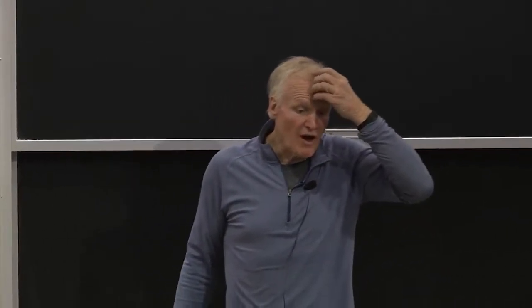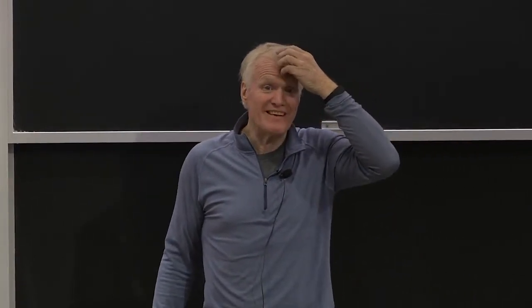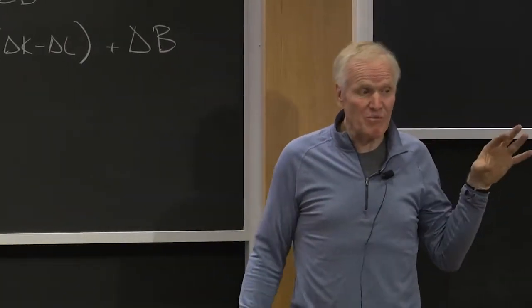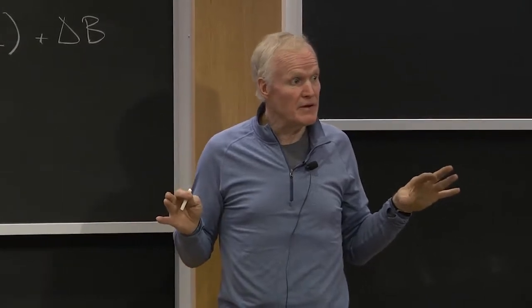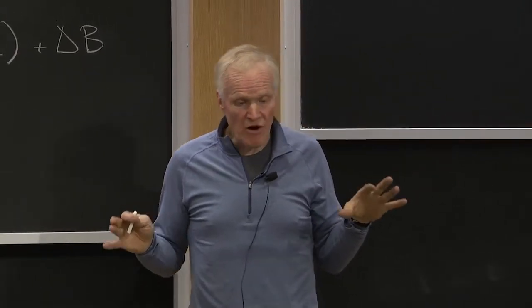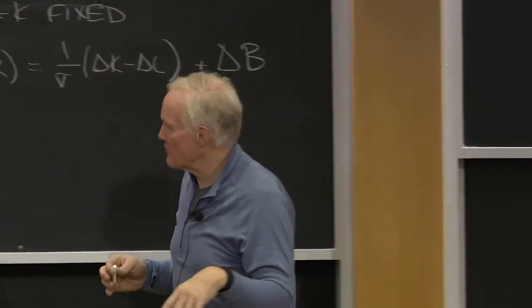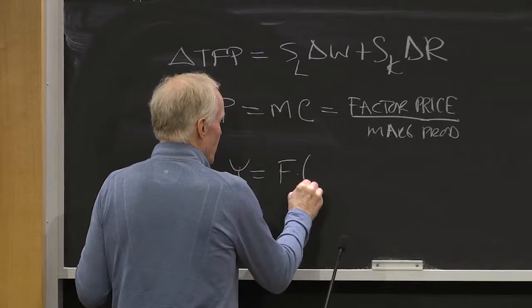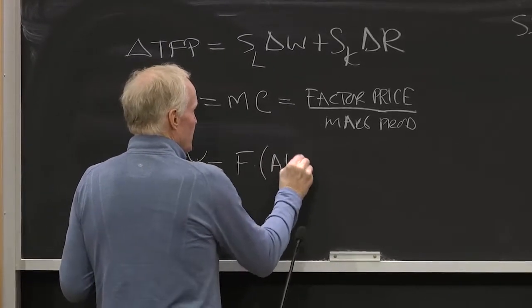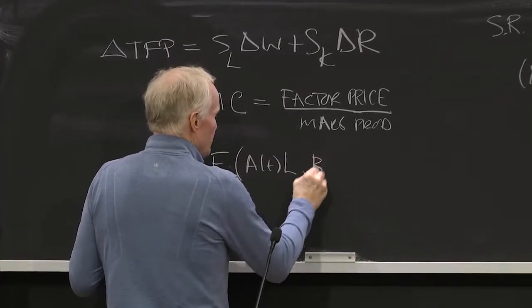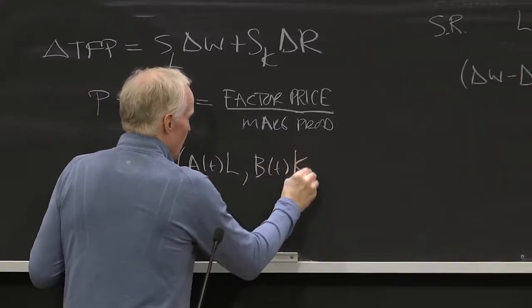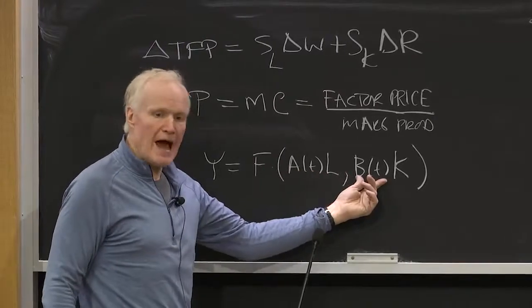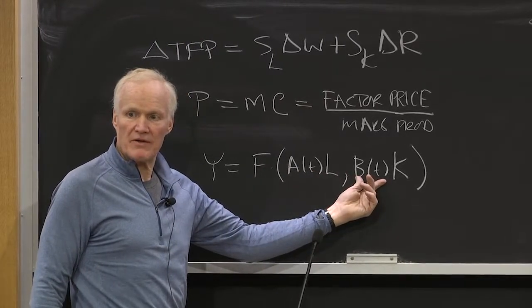Often you'll hear people talk about factor augmenting technological progress. Factor augmenting progress and technical bias are not the same concept. Okay? Factor augmenting technical progress, people model something like this. They'll say Y equals F of A(t) times L, B(t) times K. And they'll think of A as labor augmenting technical progress and B as capital augmenting technological progress.